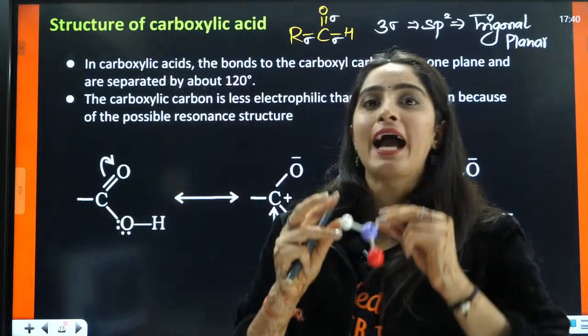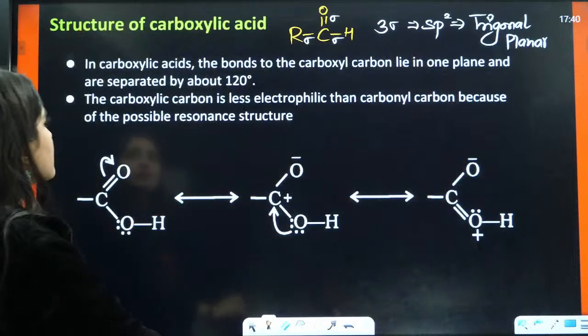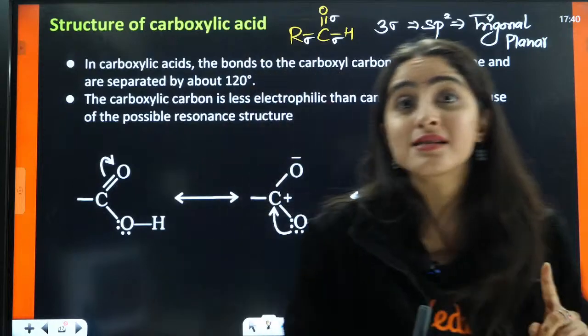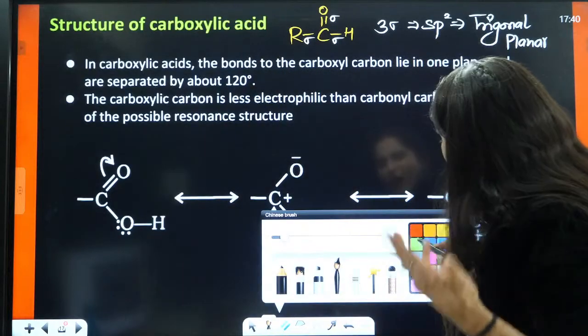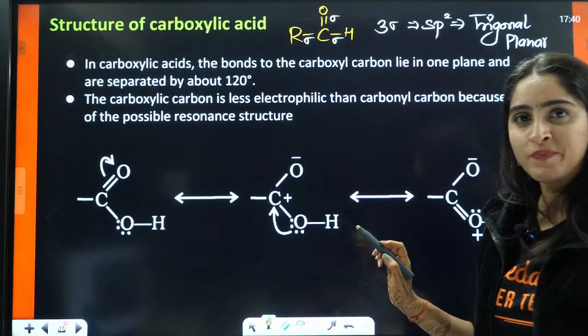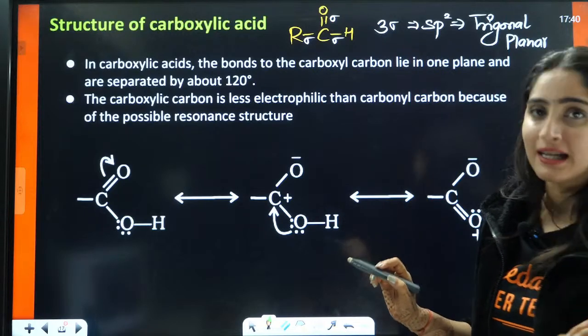separated by 120 degree angles to each other. Next, the carboxylic carbon is less electrophilic. Why is this less electrophilic? Can you tell me? Because of the resonance that is involved here.